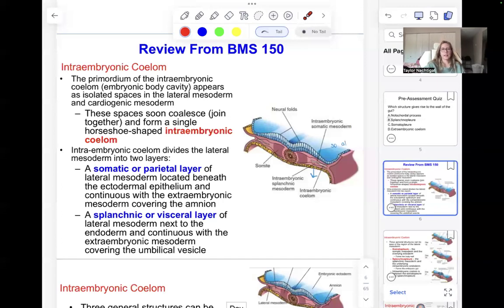Okay, so I didn't have the time to draw everything out like I did in our last lecture from BMS 150. So I'm just going to be going mostly off the slides and supplementing where I can when I can. So we're going to start with a quick review. We didn't actually get this far, I don't think, in my last video.